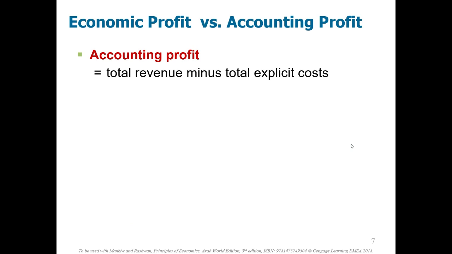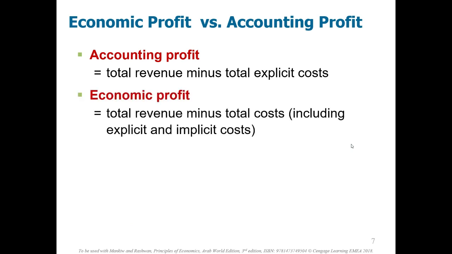So, economic profit versus accounting profit. Economic profit is your total revenue minus total cost.